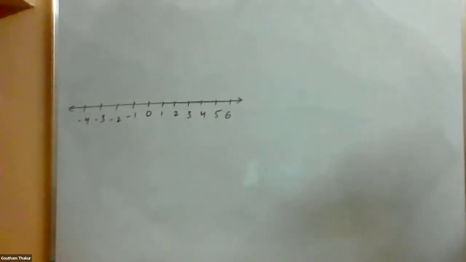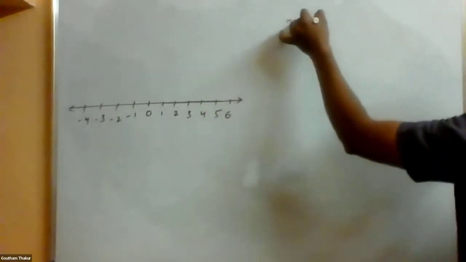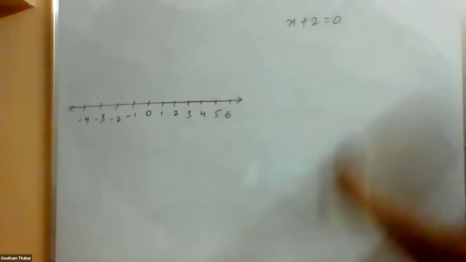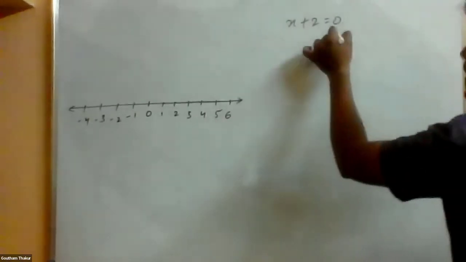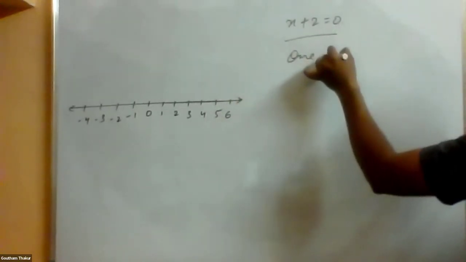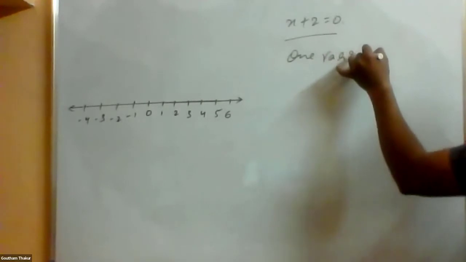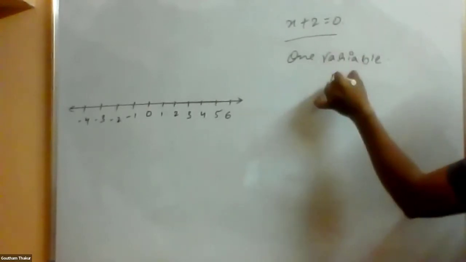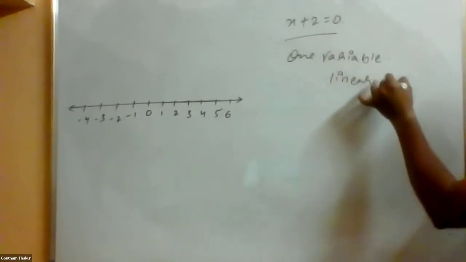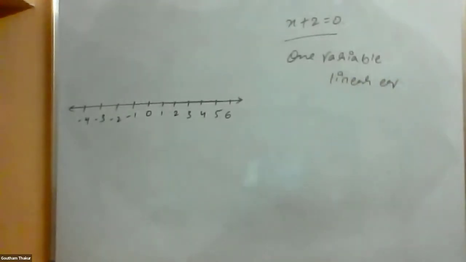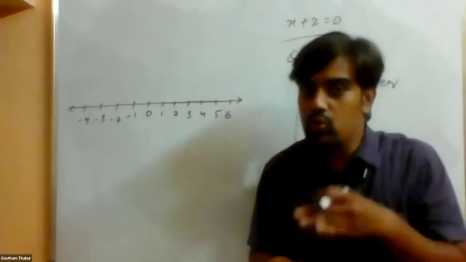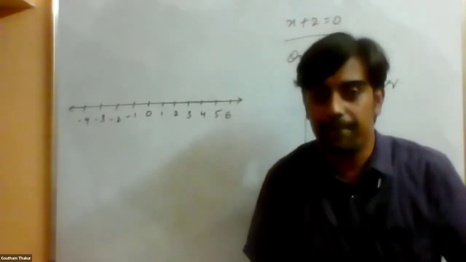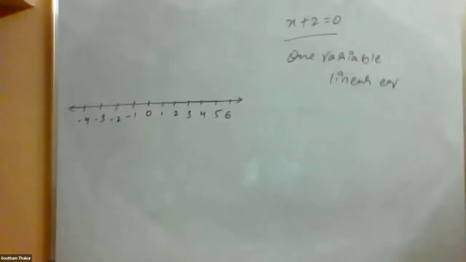Now see, beta, as I took an example, say x plus 2 equal to 0. It is a one variable linear equation. In a previous lesson, we learned how to calculate the zeros of the particular equation.